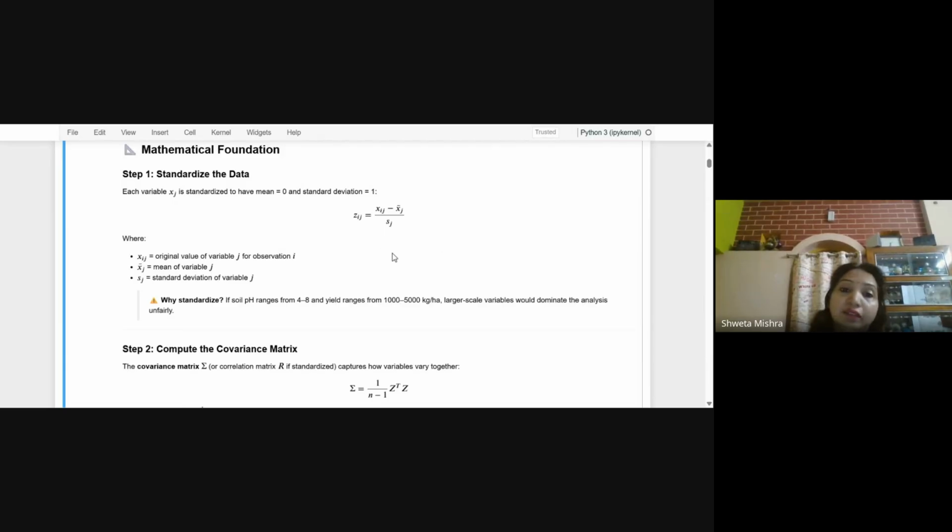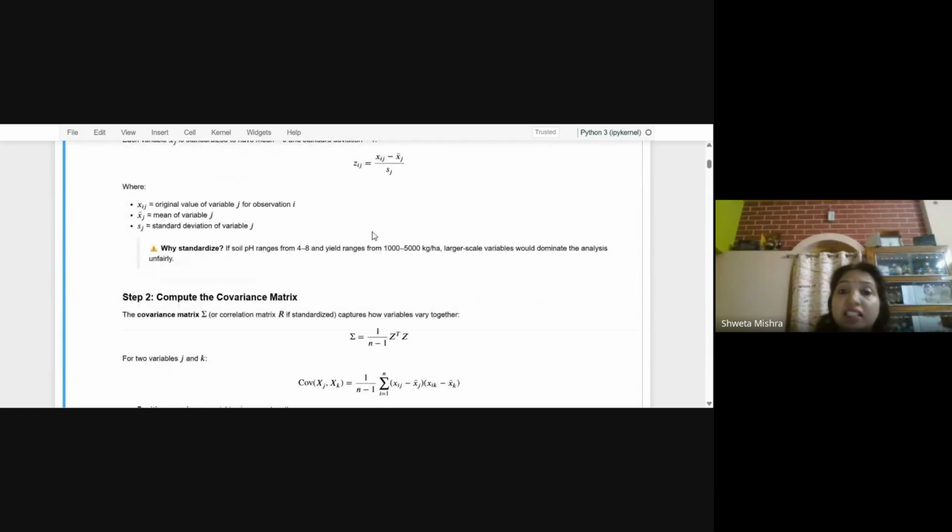And after standardization, we can see that all the data should have a mean of 0 and a standard deviation of 1.